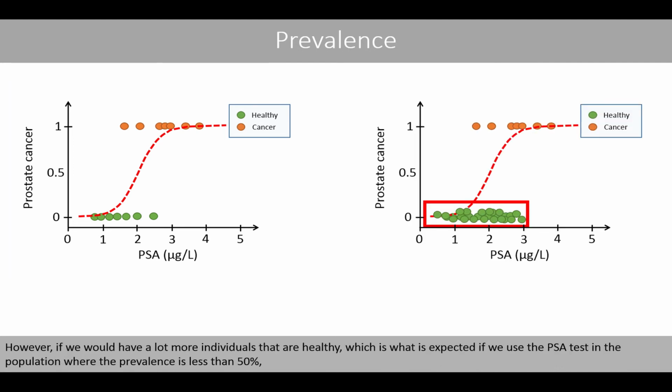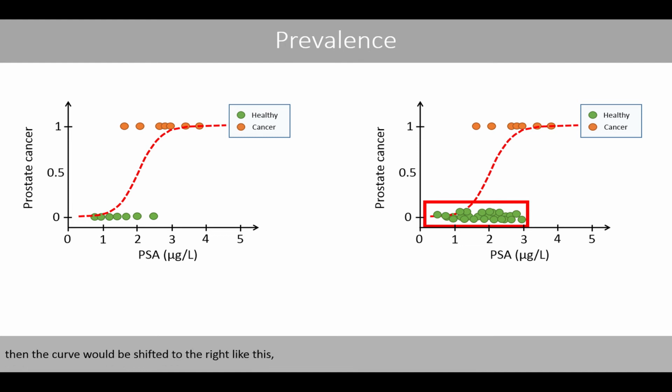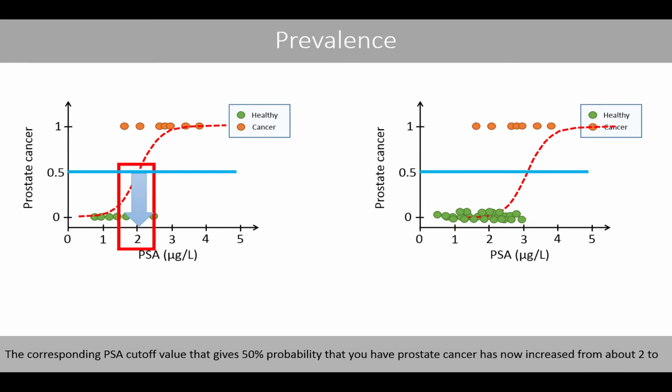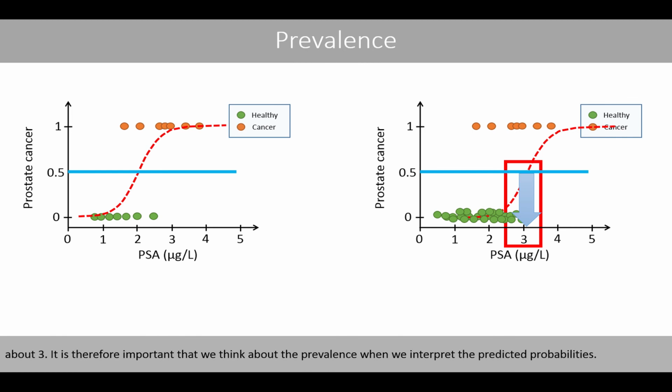However, if we would have a lot more individuals that are healthy, which is what is expected if we use the PSA test in the population where the prevalence is less than 50%, then the curve will be shifted to the right like this. This is due to that the model then fits better to the majority of the data points. The corresponding PSA cutoff value that gives 50% probability that you have prostate cancer has now increased from about 2 to about 3. It is therefore important that we think about the prevalence when we interpret the predicted probabilities.